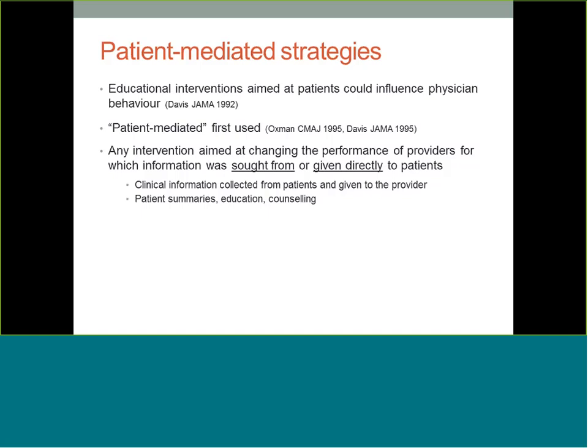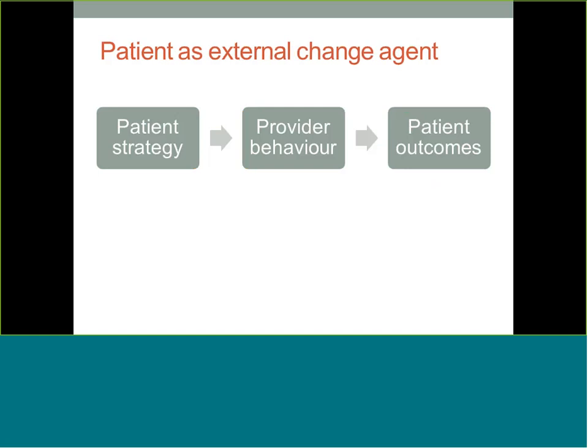So we might influence patient outcomes through the provider, but based on information collected from patients that is provided to the physician. The other pathway is acting directly on patients and providing them with different information. In those reviews, the interventions aimed at patients were things like patient summaries, education, or counseling initiatives. And I've tried to capture those two pathways in a very simplistic way.